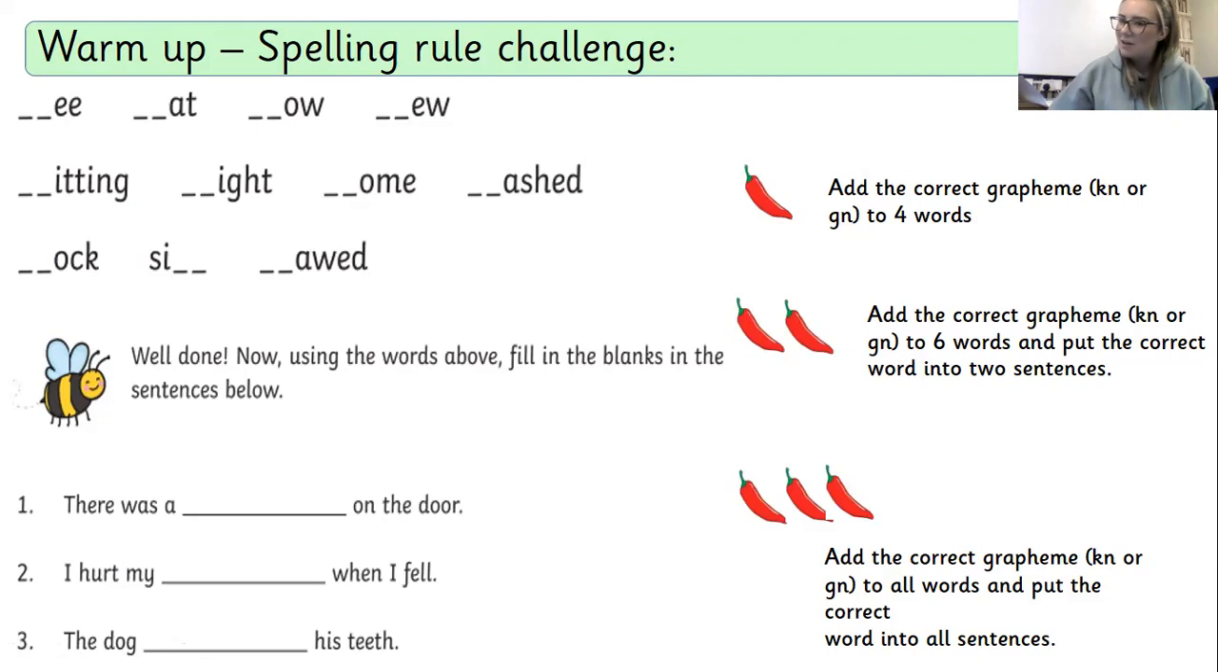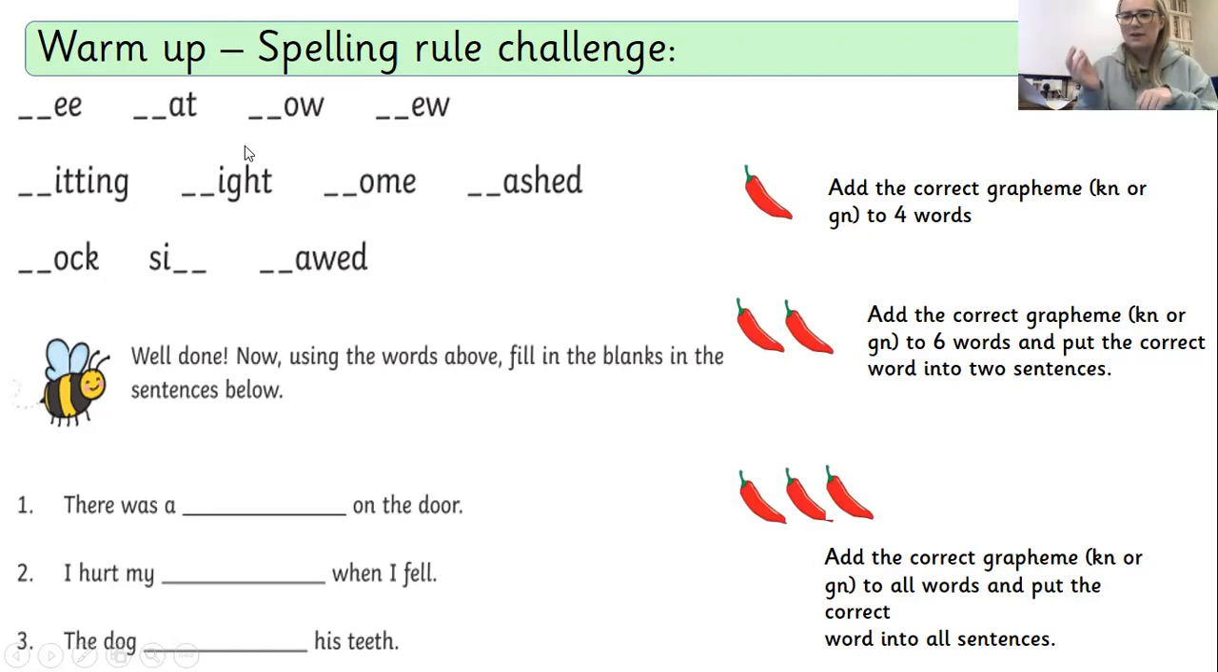Oh, how do we spell knee? Is it with a KN or is it with a GN? Maybe if everyone gets started on knee, then they might know which one it is. So again, have a look at the last few letters. So this one is at. So it's going to be at.